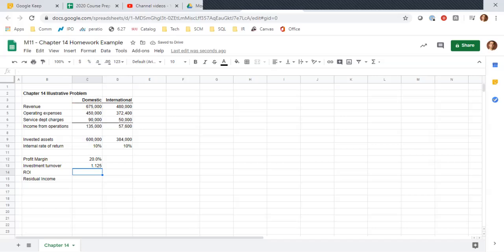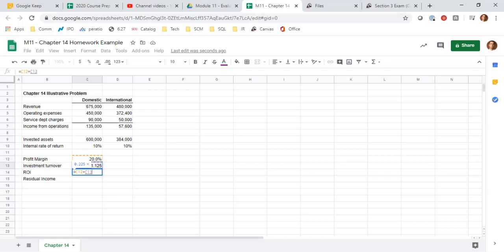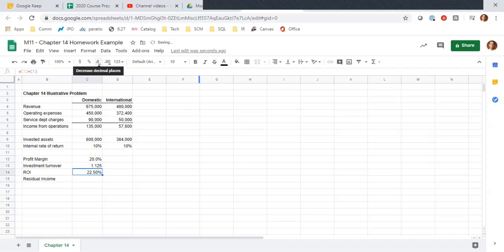Okay, and the two of those combined, you multiply the profit margin by the investment turnover to get the return on investment using the DuPont formula. So take our profit margin, multiply that by our investment turnover, and that gives us our return on investment. Okay.